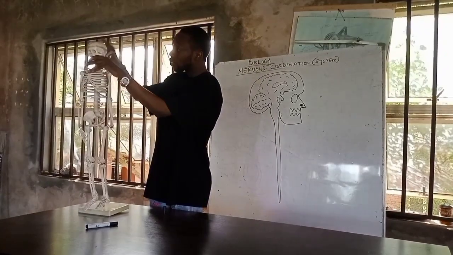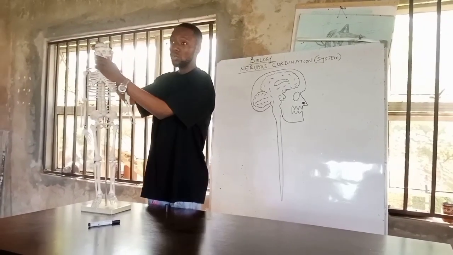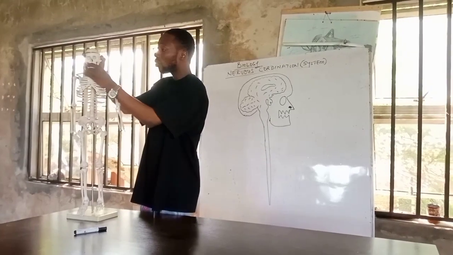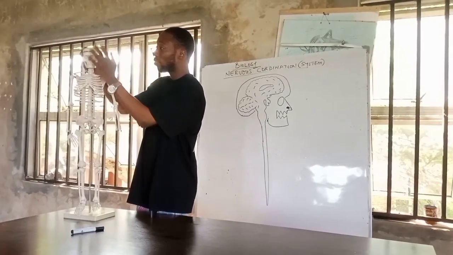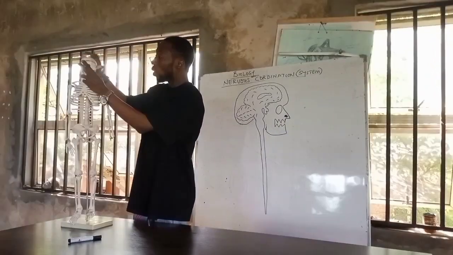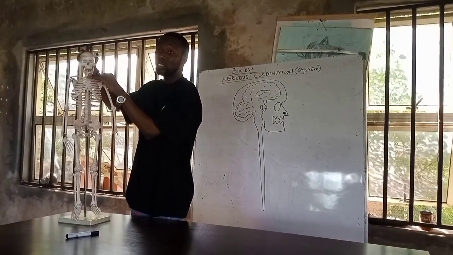So the brain is housed inside the cranium and not the skull. Do you understand? It's an anatomical terminology. We have this cranium. The cranium is the brain box, while the cranium plus mandible gives you the skull.